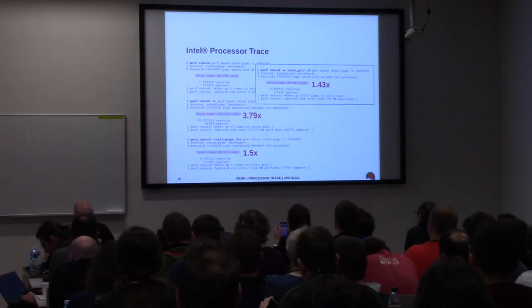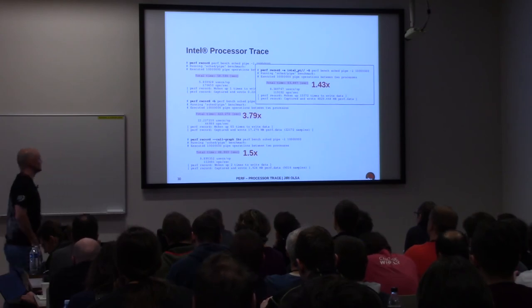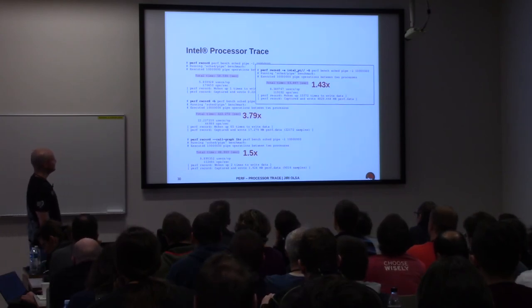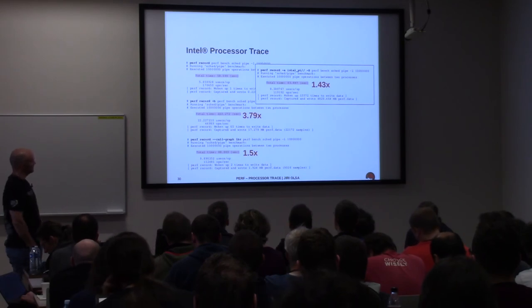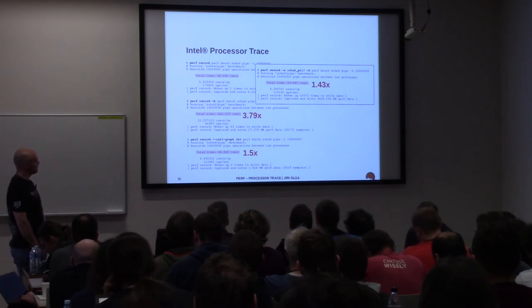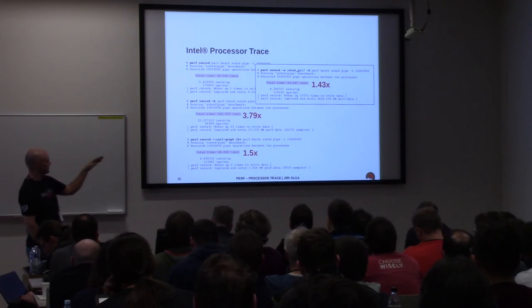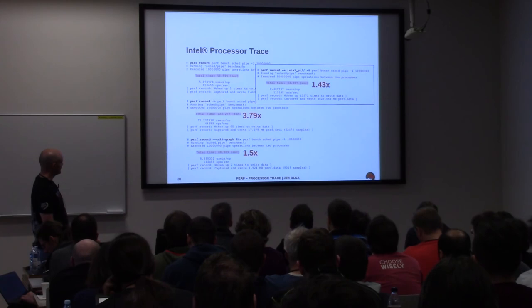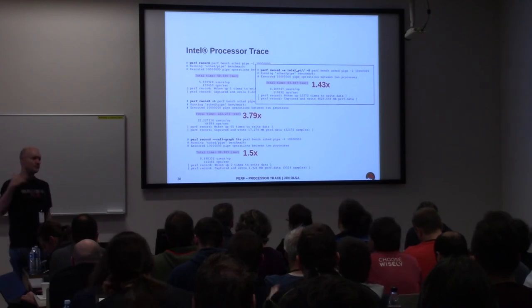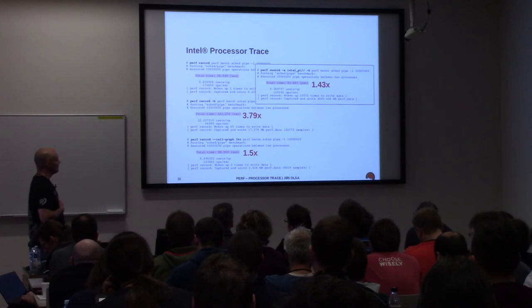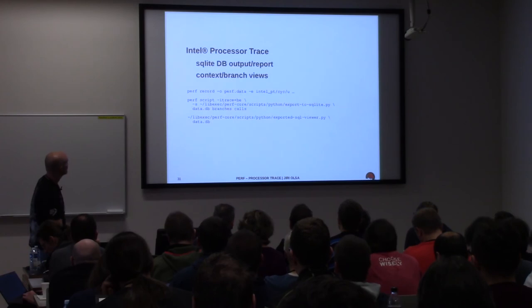From a performance point of view, this is the comparison, the same benchmark I used for LBR. I didn't measure the non-snapshot mode because I wouldn't have enough space for this benchmark. It's really a lot of data. But if you do the snapshot mode, the performance is even slightly better than for the call graph LBR. So in this mode, it's really usable to let it run over your workload. It's actually not that bad.